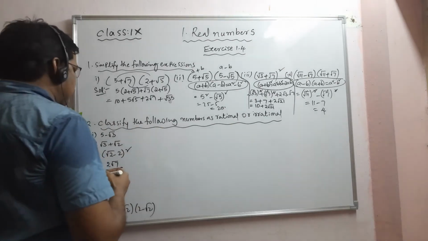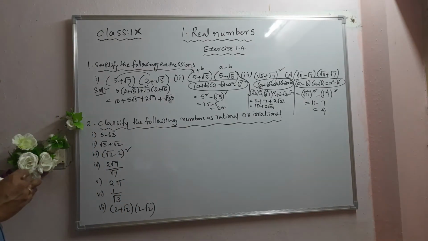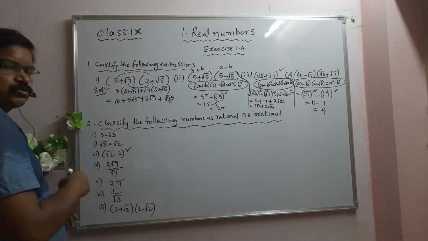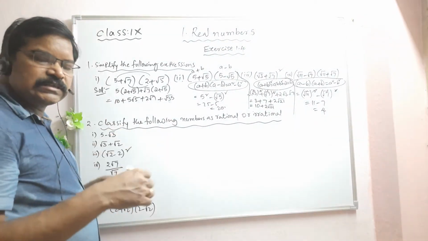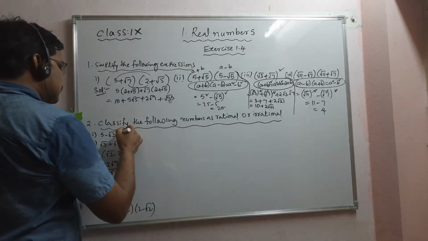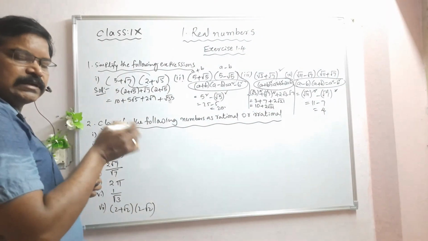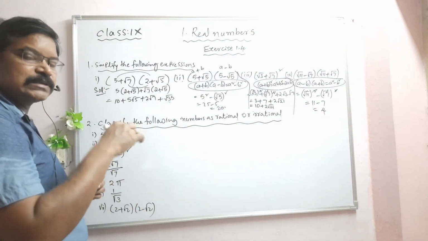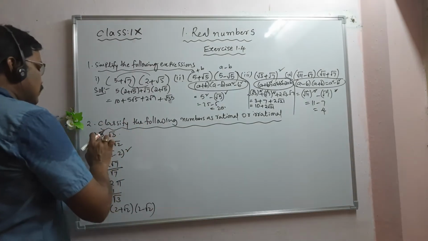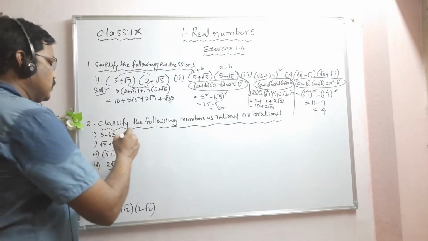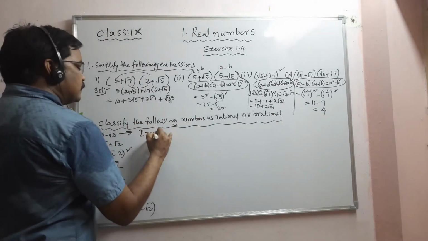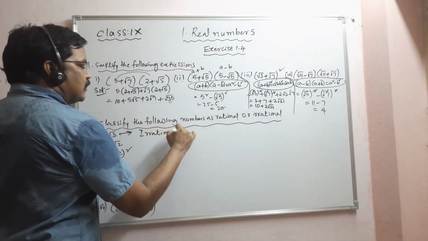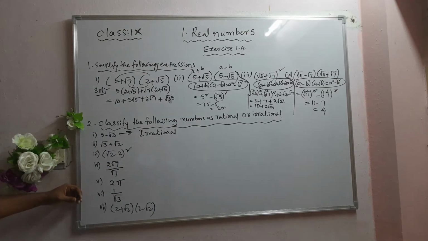See, here we classified here 5 minus root 3. Actually, it is an irrational number. Every surd is an irrational number. Here, this is a surd. Mixed surd. We call it as mixed surd. That means one is rational, other one is irrational. So, this is an irrational number. We can also call a mixed surd.